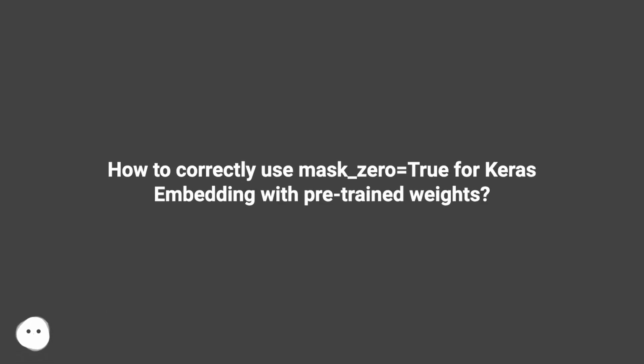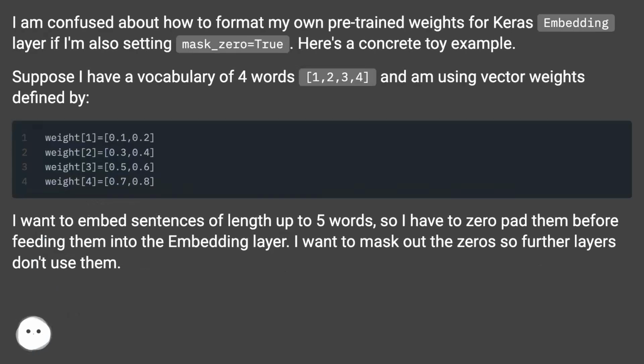How to correctly use mask_0=True for Keras embedding with pre-trained weights. I am confused about how to format my own pre-trained weights for the Keras embedding layer if I'm also setting mask_0=True. Here's a concrete toy example. Suppose I have a vocabulary of 4 words, 1, 2, 3, 4, and I'm using vector weights defined by.